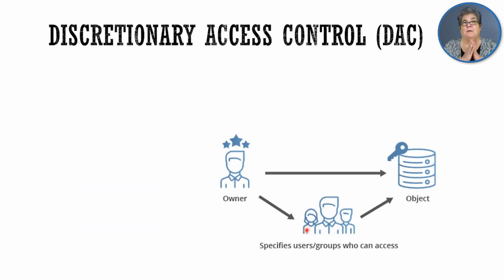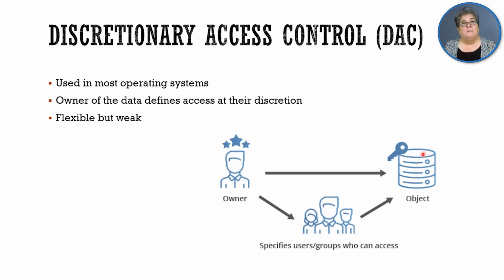Now we have something called discretionary access control, or DAC. This is where a system owner or a resource owner can pick and choose who has what level. So here I have some kind of resource or system owner. I've got somebody who owns something right here. And they say which users or groups can access the thing that they own, the data. Usually it's the data, but could be a system too. Most operating systems are DAC. The owner of the data or the system defines access at their discretion.